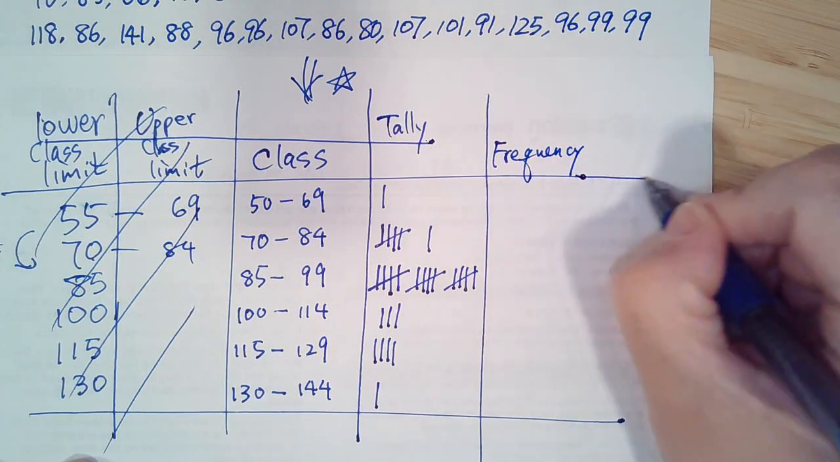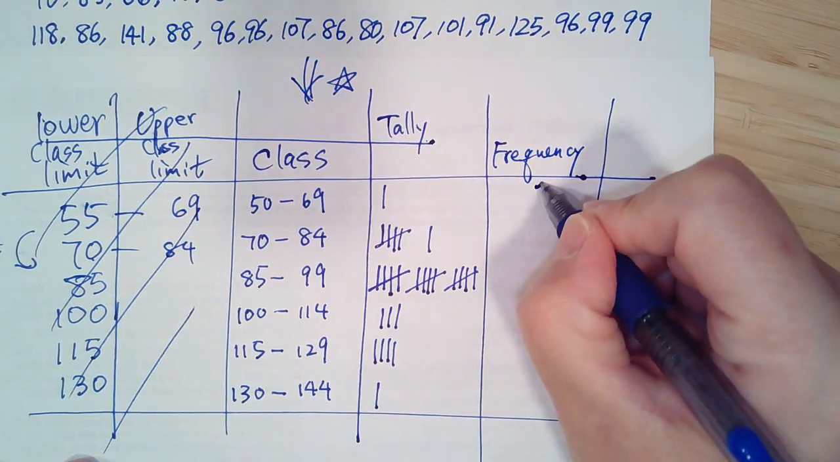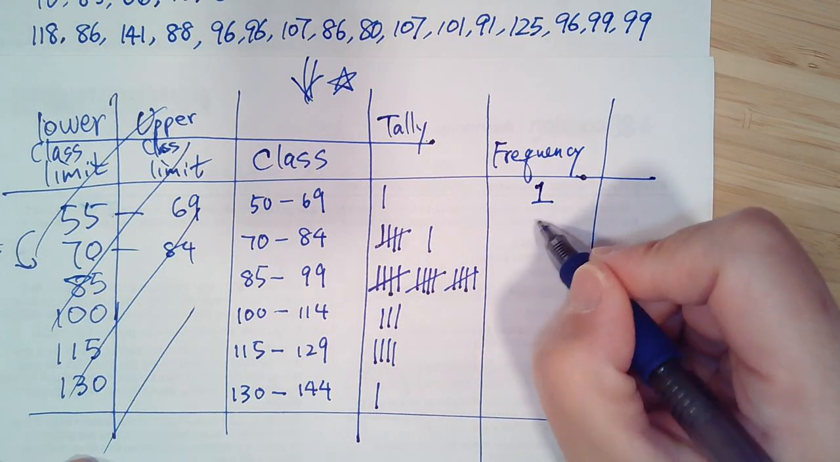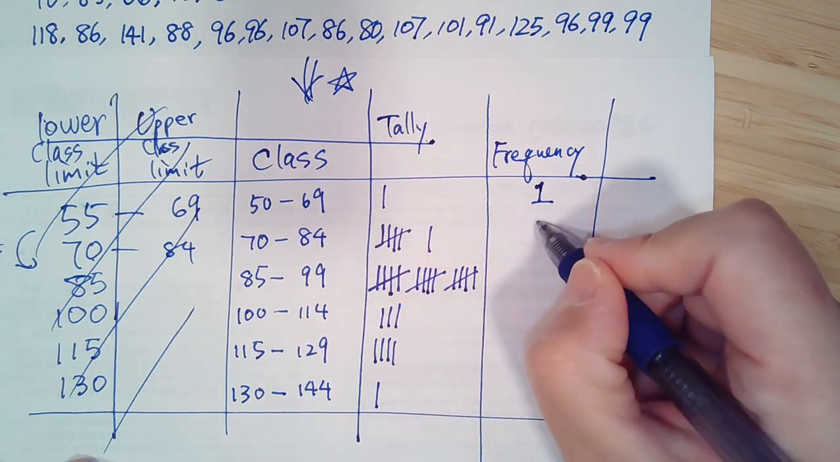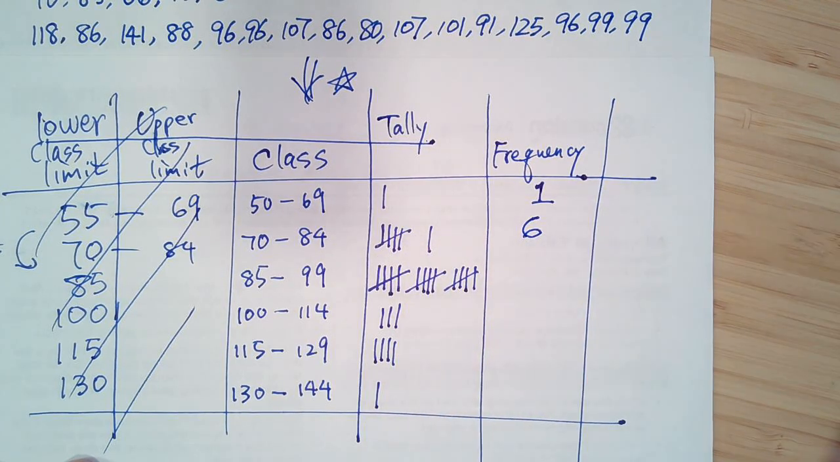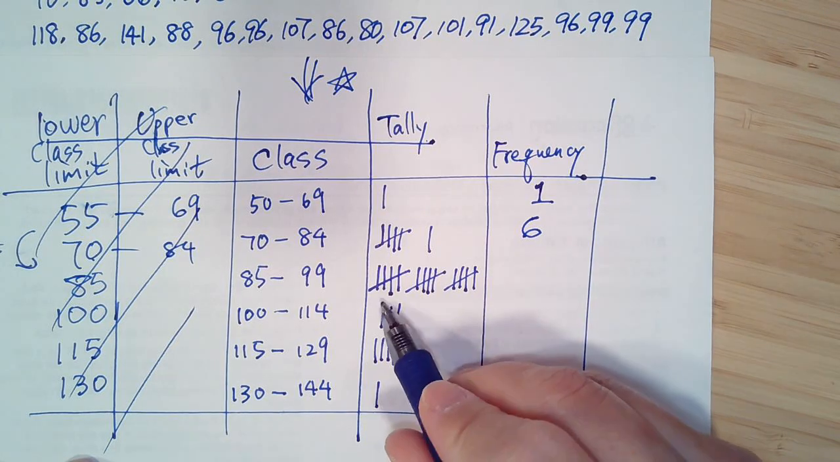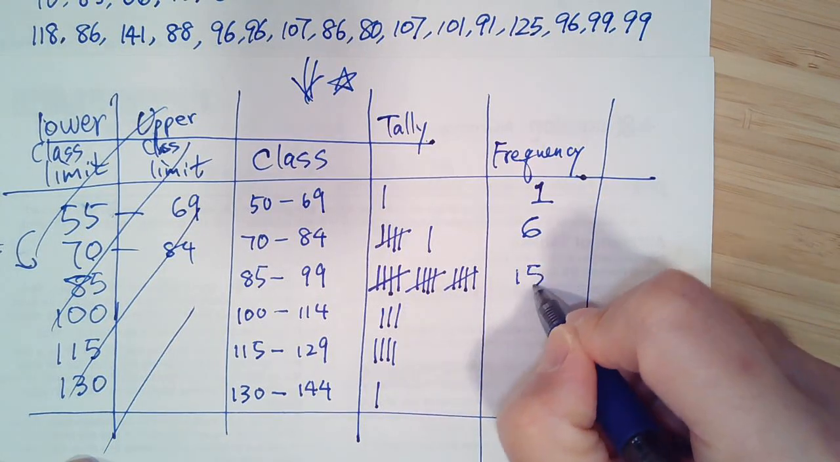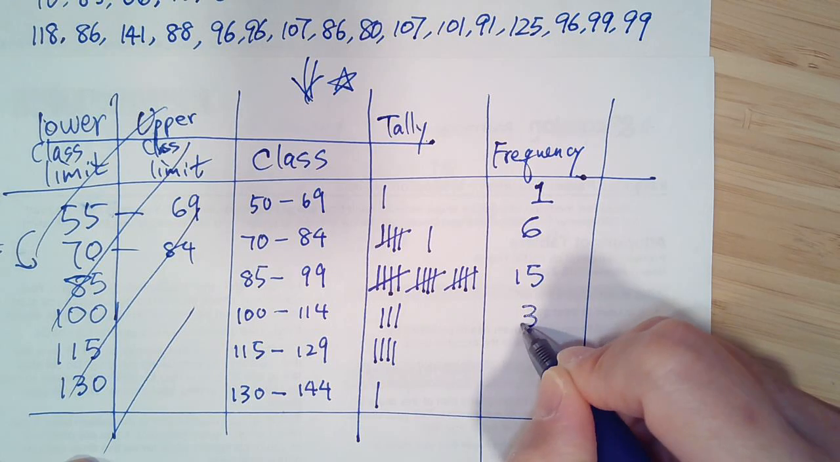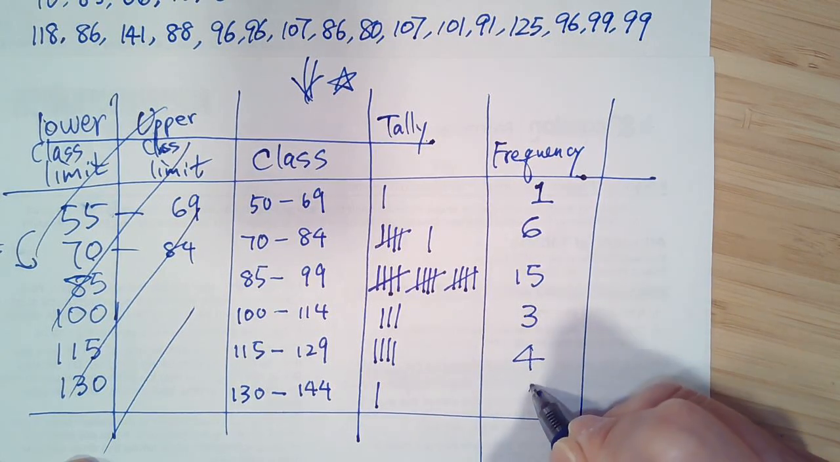Again, frequency is just a count. So there's a 1 here, and there's 1, 2, 3, 4. That's a 5 plus this. That's a 6. Okay. And then the next one I have a 15, and this is a 3, and this is a 4, and this is 1.